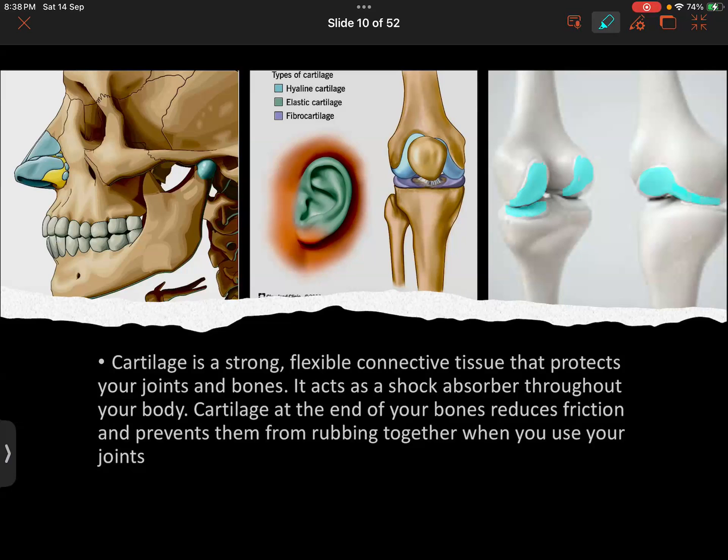Getting it? So if the cartilages were not present, the bones will be rubbing into each other, and over time, what will happen? Due to friction, the bones will become weaker. Also, you see that in the ear also, this cartilage is present. Also, this is much softer as compared to this one. The cartilage present in the ear and the nose is much softer as compared to the cartilage present over here.